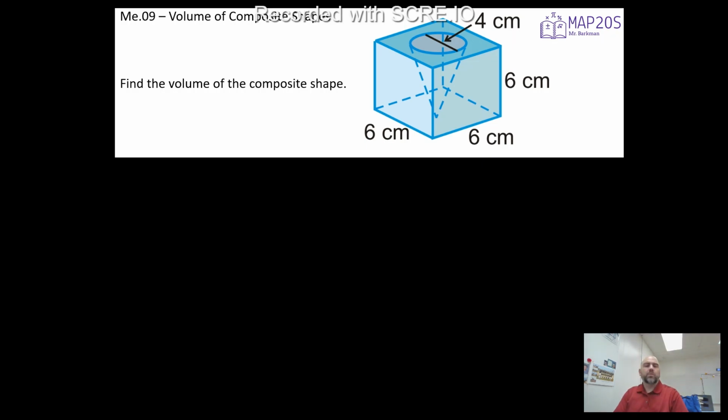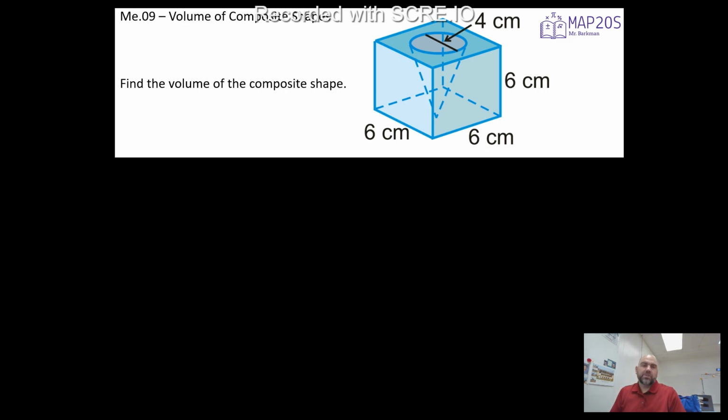In this example, we're going to take a look at finding the volume of a composite shape, and we're going to specifically look at a composite shape where we are subtracting a piece out of another one. So if you take a look at this example on the screen, at the top of the screen, we have a cube. It looks like a cone has been cut out of this cube. The diameter of the cone is given, and the dimensions of the cube are given as well.